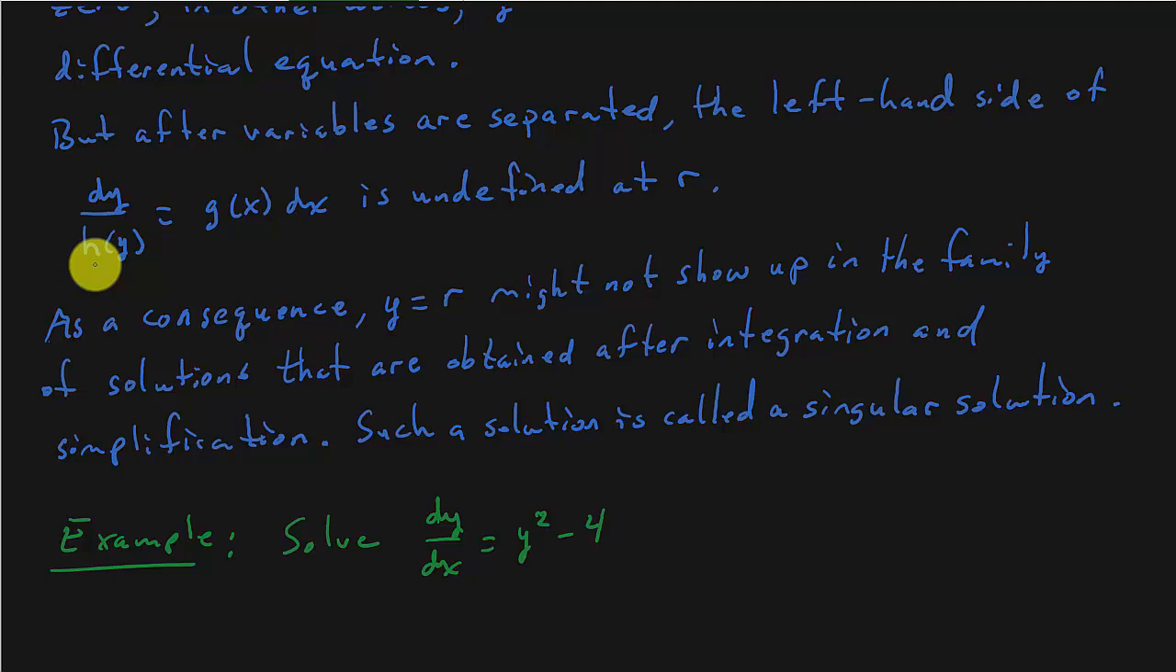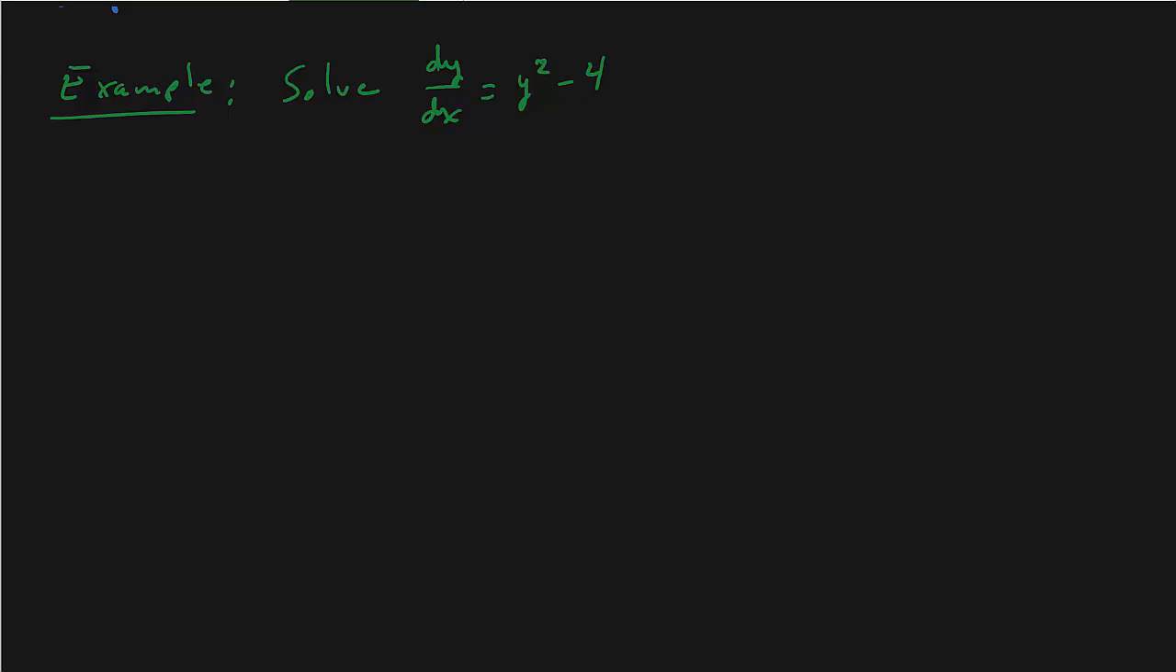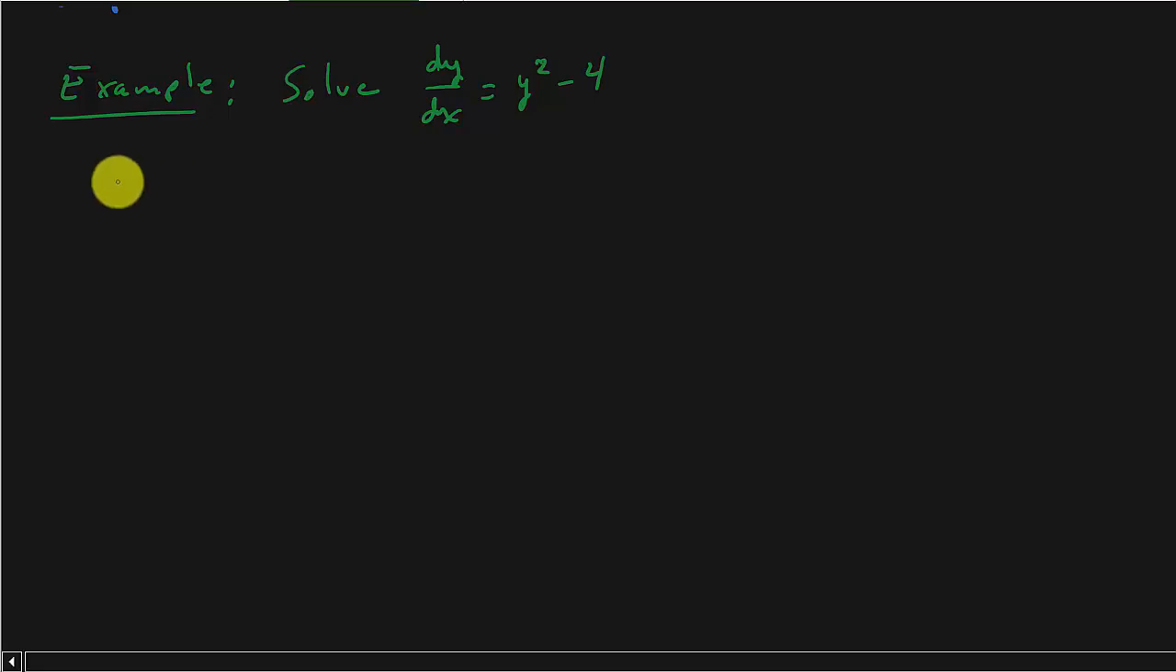Let's look at it. We're going to explain all that we just read in this example here. All right, so let's solve this. If we get it in the form, let's write it as 1 over y squared minus 4 dy equals dx. So I moved the dx up here, and then I divided both sides by y squared minus 4.